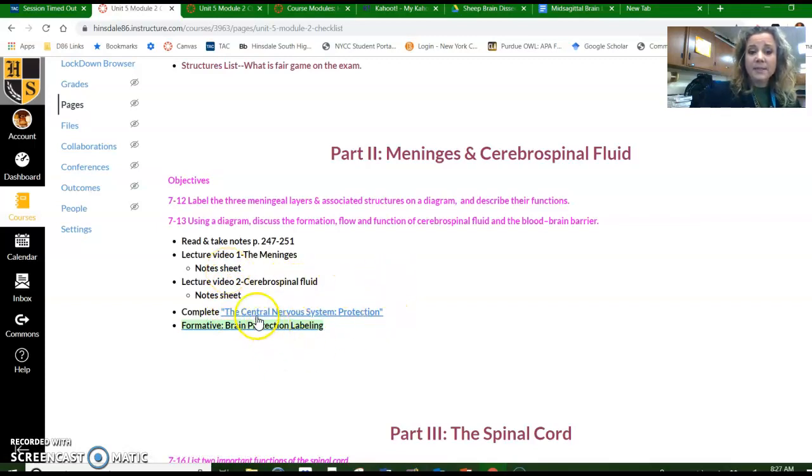Next, please complete the central nervous system protection handout, and I will have a formative for you. This is the only thing in this part that actually needs to be turned in, and this is brain protection labeling. Again, since it's in light green, this is due on Wednesday, November 20th at 11:59 p.m.